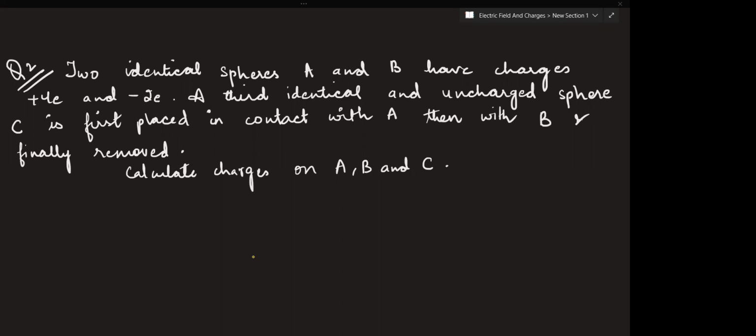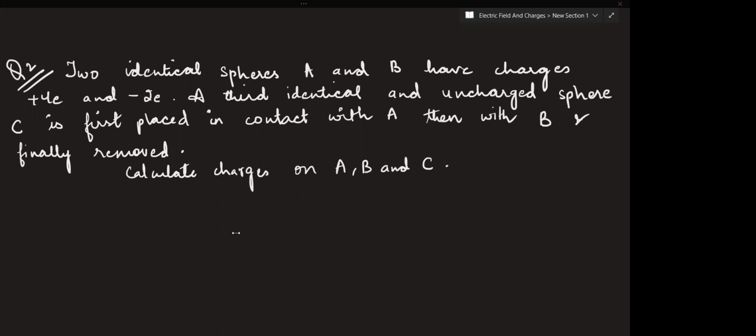Yes, Shravya. Here, C is uncharged. Salman says A will be having plus 2E. Yes, absolutely correct. B and C, perfect. Perfect, Salman. Yes, right answer. So see, you just have to calculate it case-wise. First, take it for A and B. Yes, Shravya, you're also right. Calculate it for B and C.